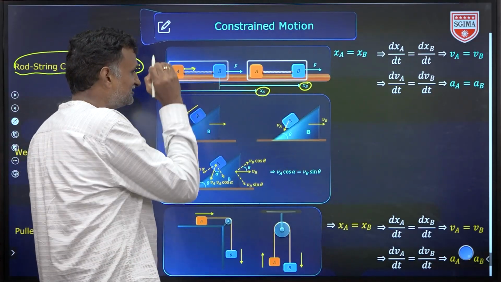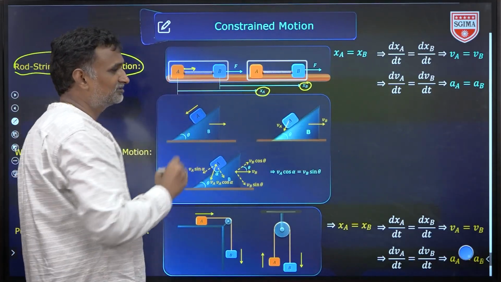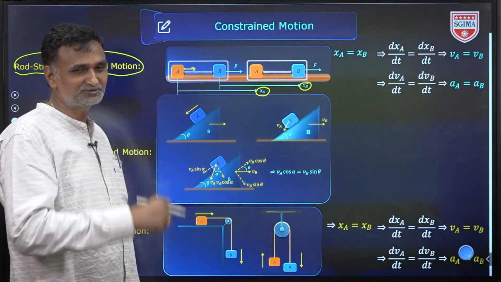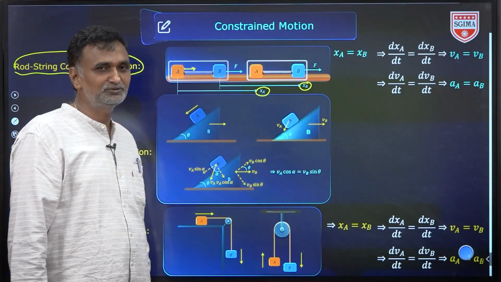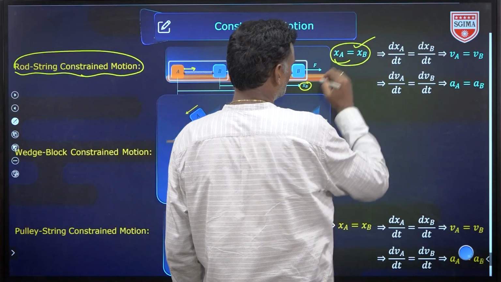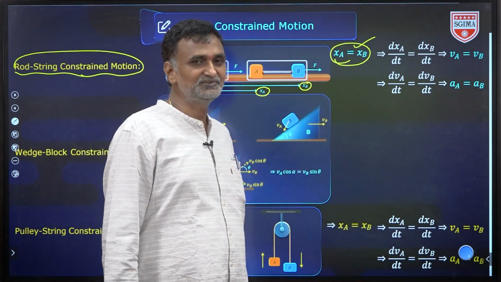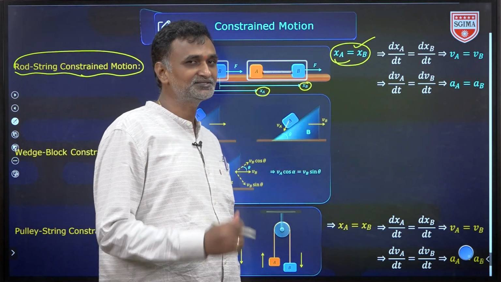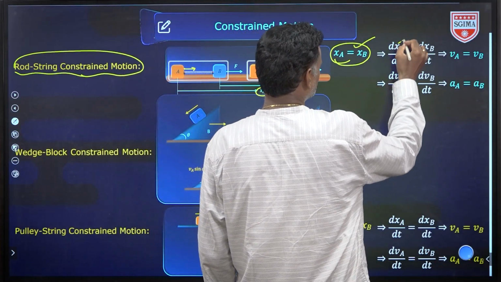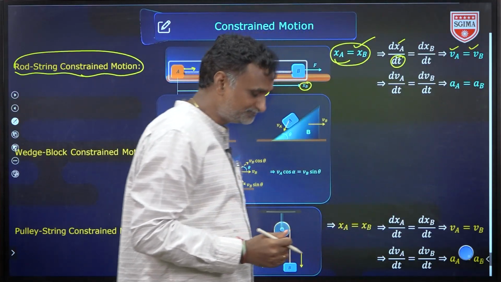But if you replace this rod with a string, then there is a chance that A and B travel different distances, because the rod is rigidly fixed. So both displacements must be the same. You can see xa equals xb, one relation we got. We know that differentiation of displacement gives you velocity. Differentiation with respect to what do we need to do? Time. Differentiation of displacement with respect to time gives you velocity, which explains Va equals Vb.